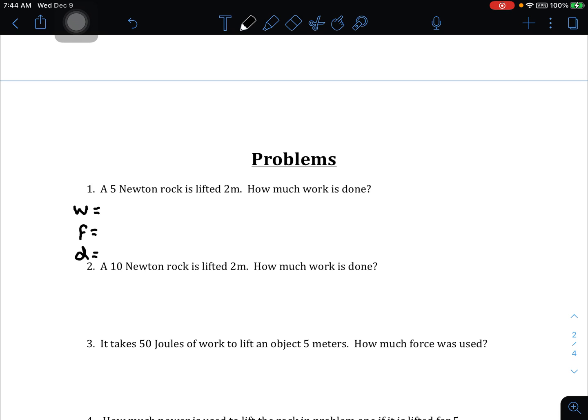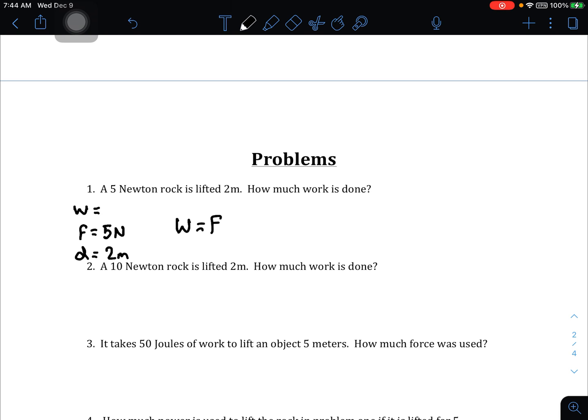I have a 5 Newton rock. Newtons is the unit for force, so I'm going to write in 5 newtons next to F for force. 2 meters is a distance, so I'm going to write in 2 meters. Okay, so my formula, I'm going to find work.